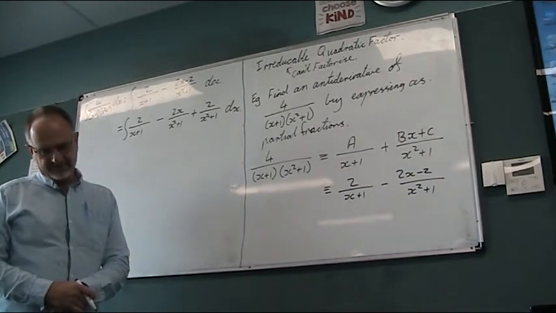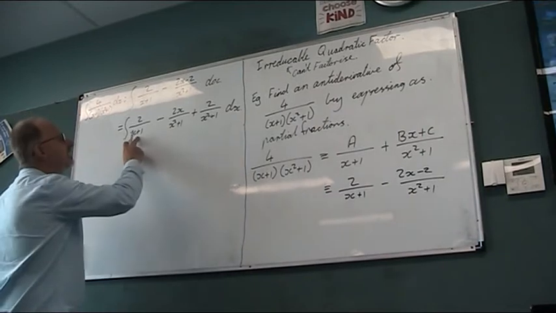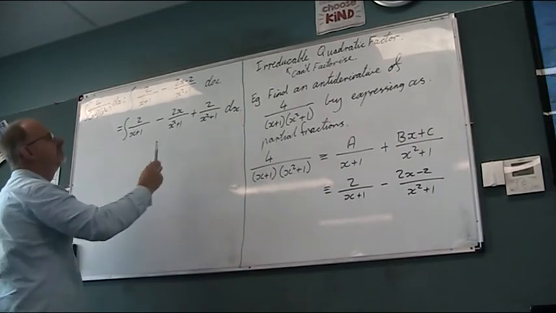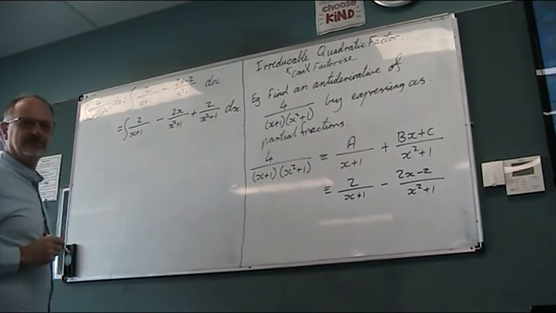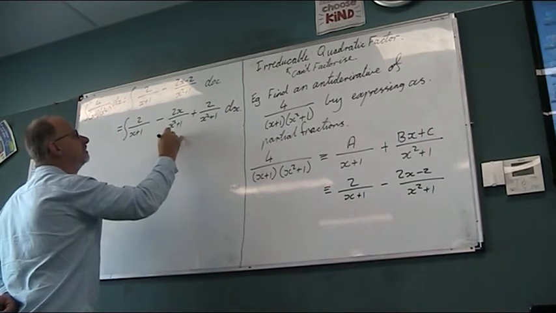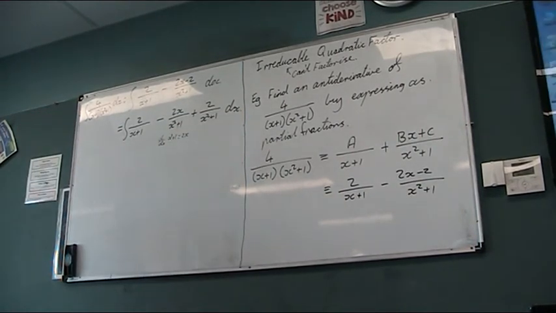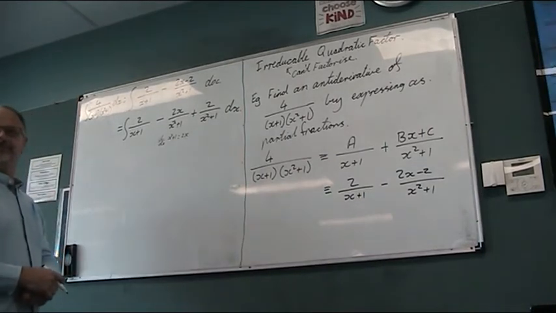Alright, the first bit's easy enough to do, isn't it? Yeah, this one's easy enough. This one here is a polynomial. Well, what do you notice about what's on top? 2x. The derivative of x squared plus 1 is 2x, isn't it? So that's where we would use what we did last week. Let u equal x squared plus 1.